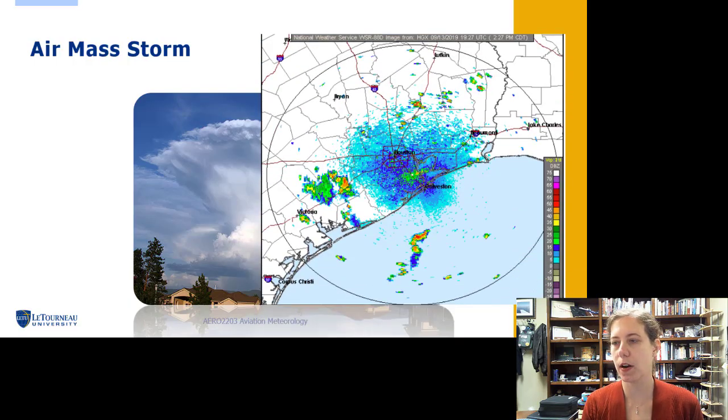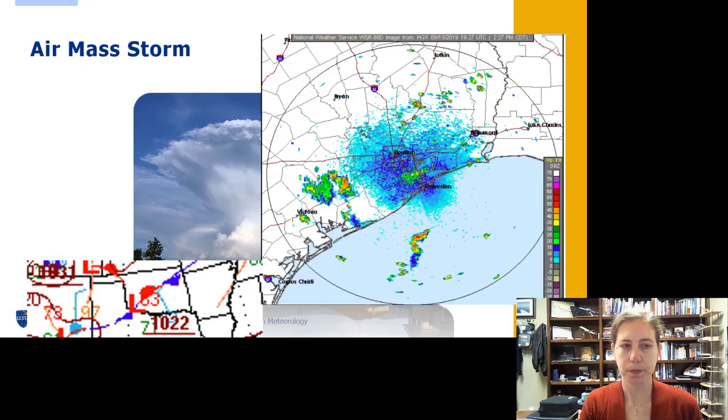And here's just a radar view of an area just to the south of me that has a lot of different air mass thunderstorms that are popping up. It's not associated with a front. We can see there's no front involved here. If we looked at the larger view of the weather picture, these are just ordinary air mass thunderstorms.